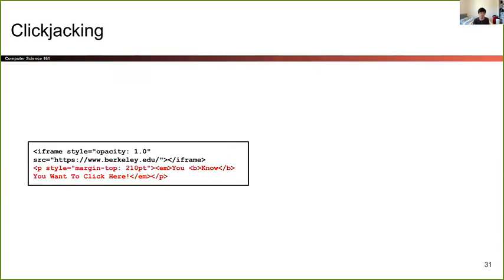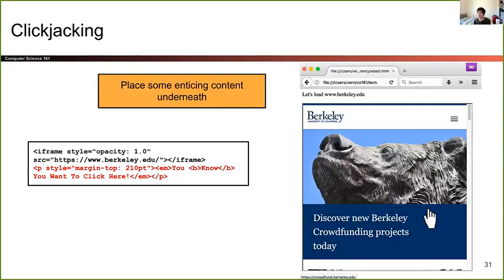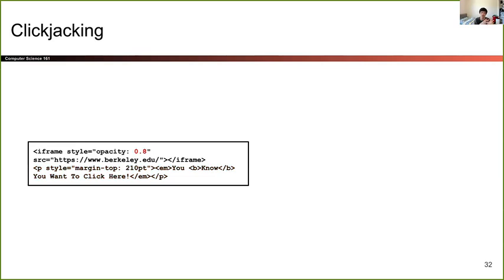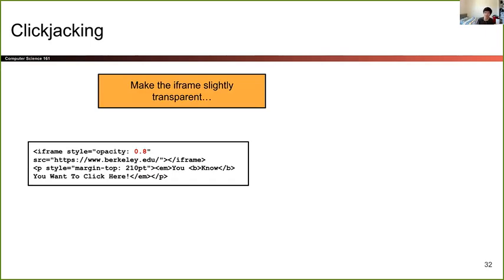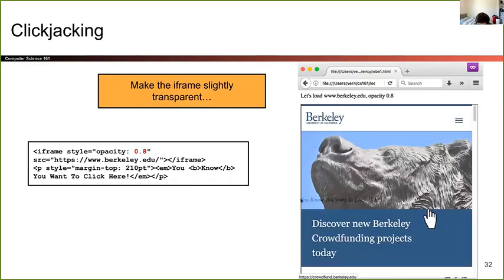So maybe we put some really enticing content. You know, you want to click here, because we're fairly uncreative when it comes to enticing content. This is underneath the iframe right now, so we can't see it. There's no way that this will entice people, because Berkeley is asking nicely, but we're asking in a "you want to click here" sort of way. I don't know where I'm going with the sentence, but maybe we can make this iframe transparent. So if we make it transparent, we can get them to see this enticing content. So now, if you look really closely, you can see "you want to click here."